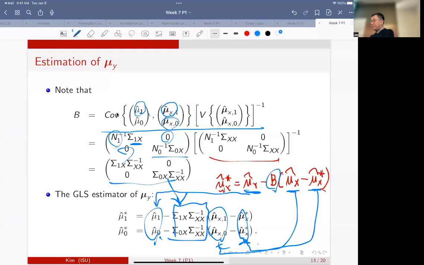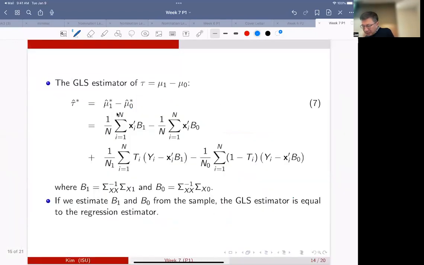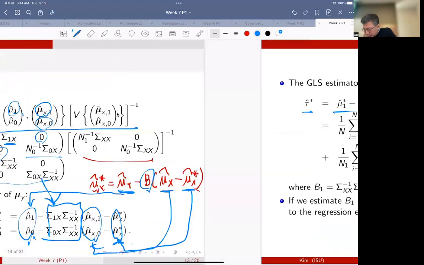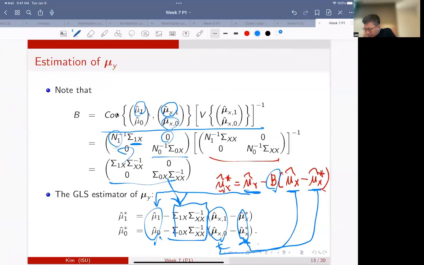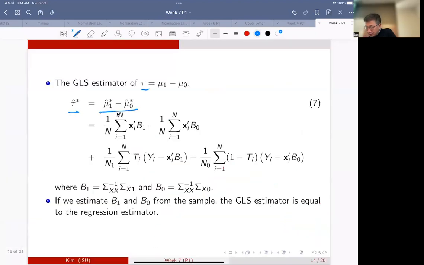So that basically gives our final GLS estimator of tau, and now we know that this is actually y by x by n, right? So after some algebra you can actually obtain it.